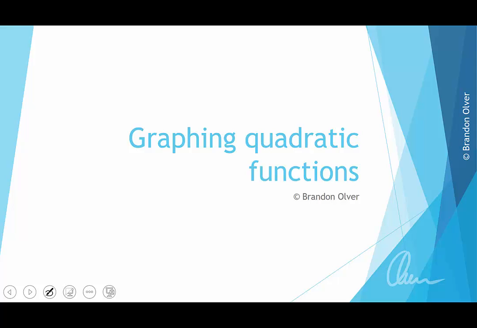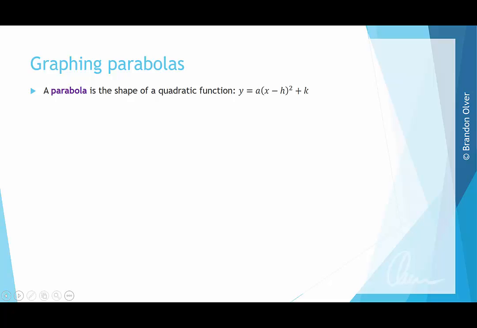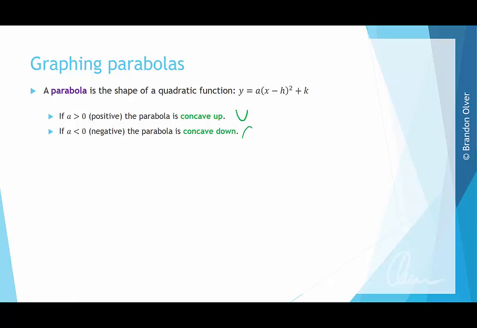In this video, we will give an overview of graphing quadratic functions. A parabola is the shape of a quadratic function, and the turning point form is the most useful form when considering the transformations of a parabola. So if the value of a in this equation is greater than 0, the parabola is concave up, which means it will be this shape.